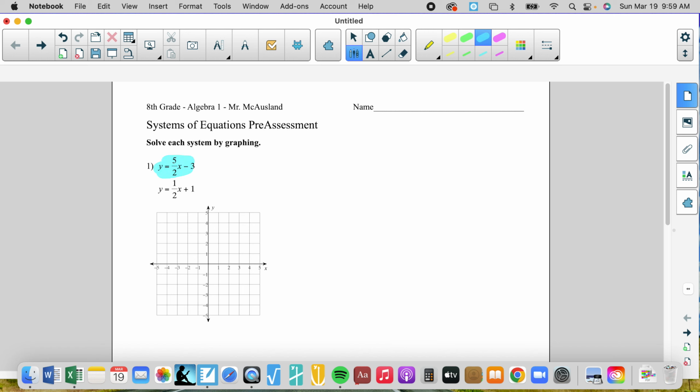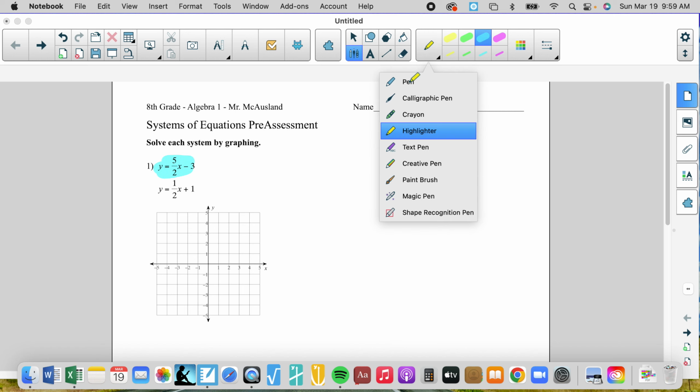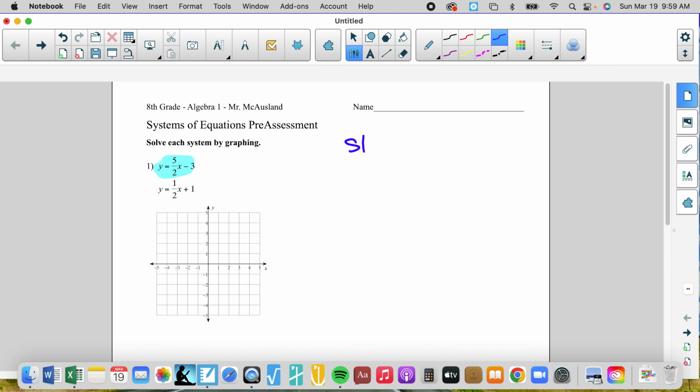So I always like, well, let's do this so we can keep track of it. We'll do the top equation in blue. So the slope of the blue equation would be 5 over 2. Which means it's rise over run, rise in the numerator, up, down, run in the denominator, left, right. So a positive 5 would mean up 5, and then a positive 2 in the denominator for the run would be to the right 2.